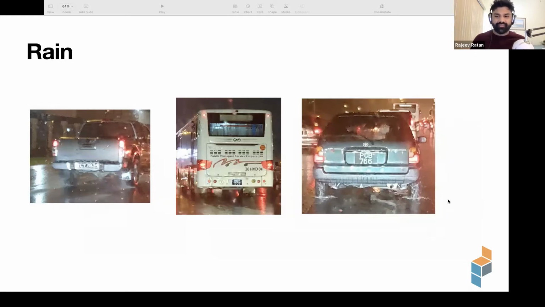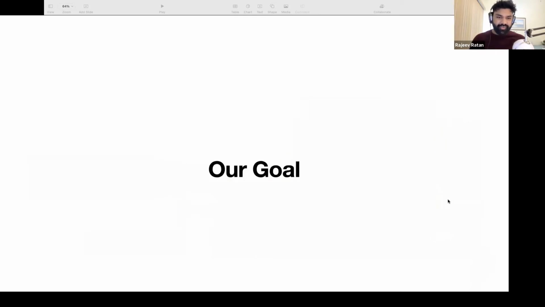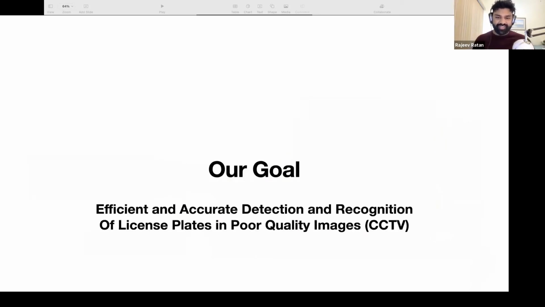So our goal was to create an efficient and accurate detection system of license plates, based on poor quality CCTV images, or at least one that can deal with those poor quality CCTV images and do it in an efficient manner so that it can be deployed on an embedded system and attain an accuracy of upwards of 80% on plate accuracy.